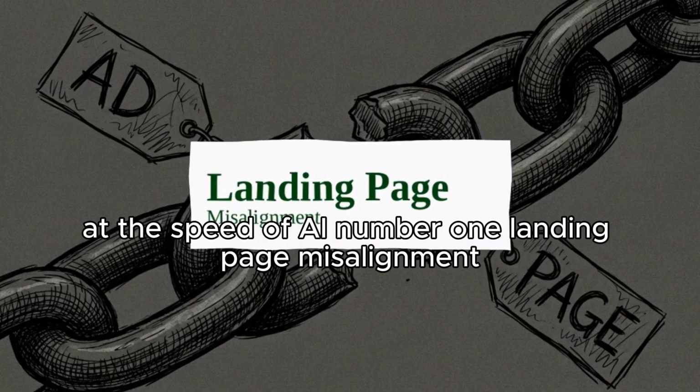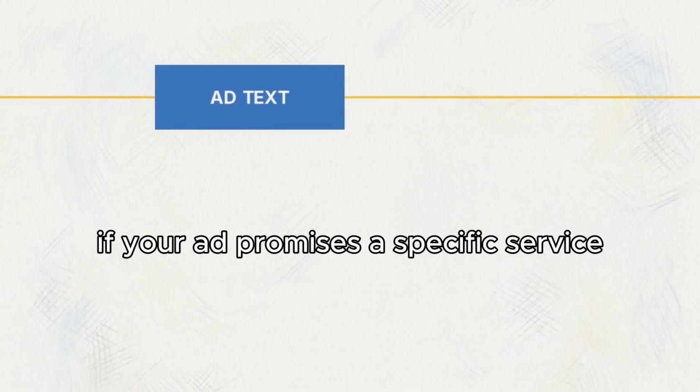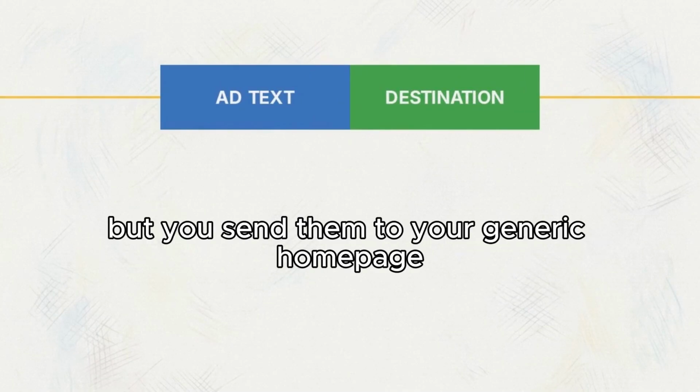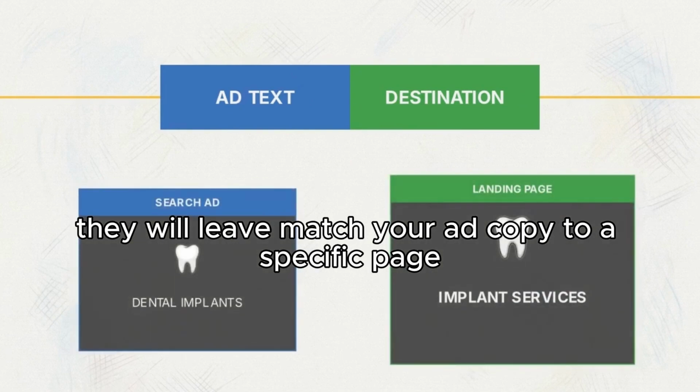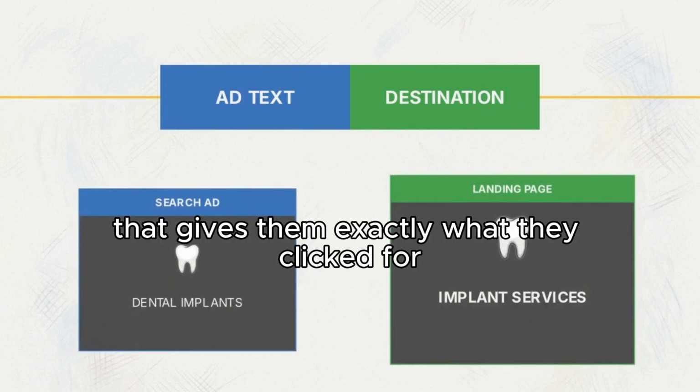Number 1, landing page misalignment. If your ad promises a specific service, but you send them to your generic homepage, they will leave. Match your ad copy to a specific page that gives them exactly what they clicked for.